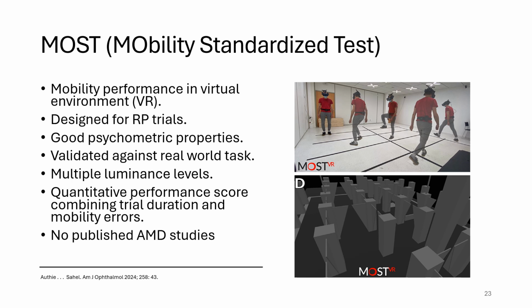It can also be performed at several luminance levels. The outcome performance score is a combination of trial duration and mobility errors. Like the multi-luminance mobility test, there have been no published AMD studies using the MOST. However, several groups are planning to use it in observational AMD studies.